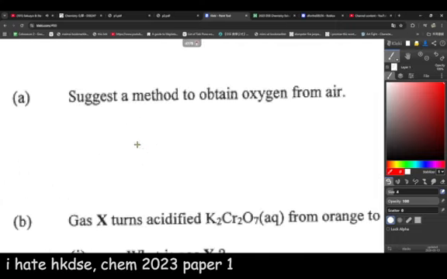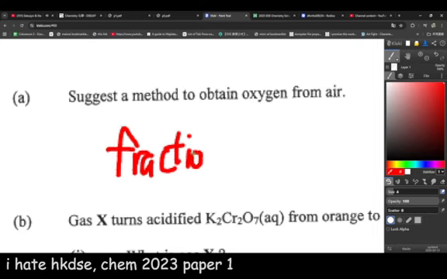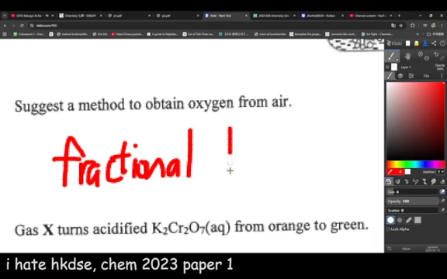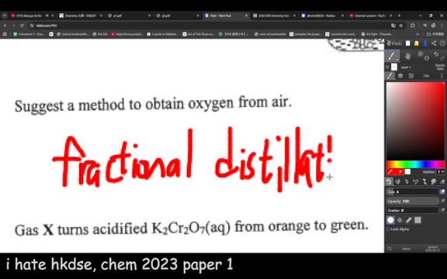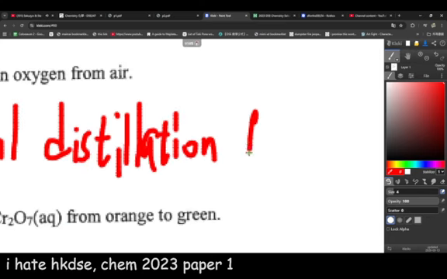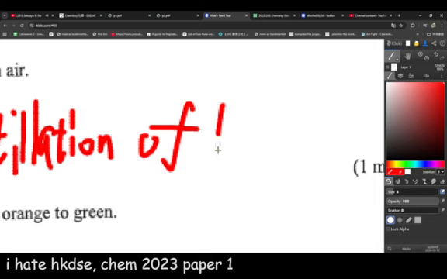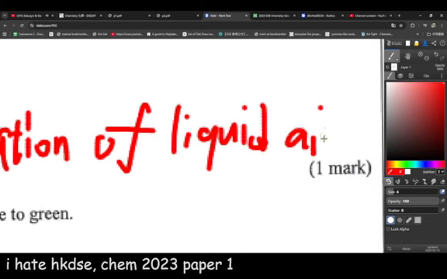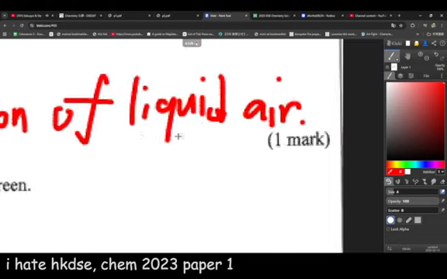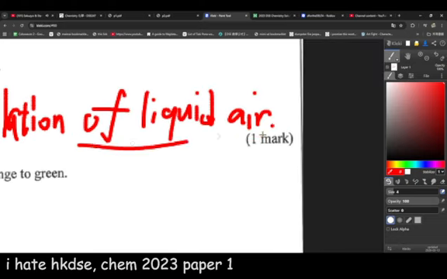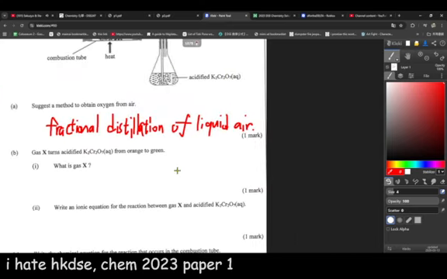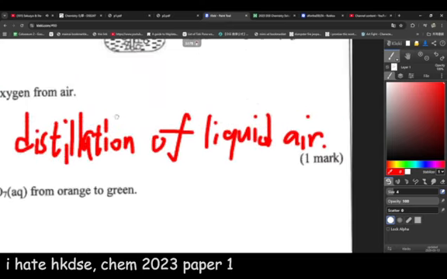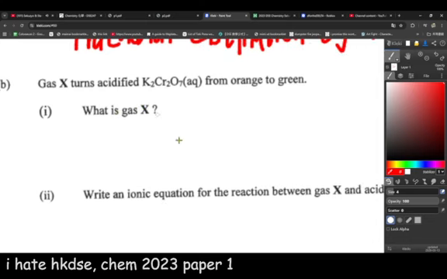This is a memorization question. It's Unit 1 again. You have to write fractional distillation of liquid air. There really is no trick to this. You just have to memorize this. It's always like this. The first A part or B part are always memorizing. Also, remember, of liquid air. You have to write of liquid air. If you don't, they will take away all your points.